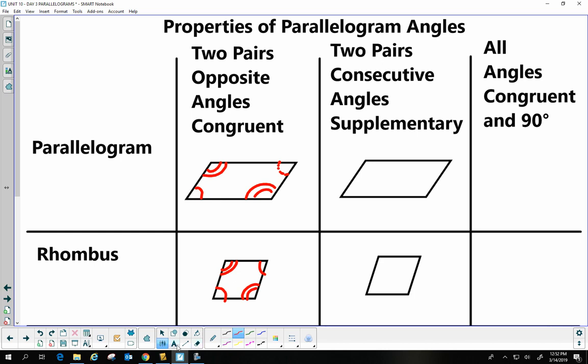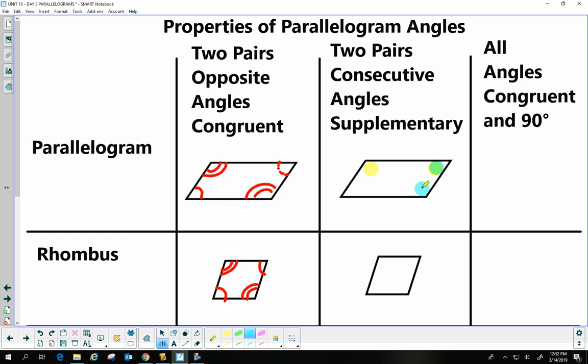Consecutive angles in parallelograms are supplementary. They add to 180 degrees. So what I mean by consecutive is if I start looking at the angles starting here, if I go around in a circle, I get to that angle next. Those two angles are consecutive. If I added their measures in a parallelogram, they would add to 180 degrees.